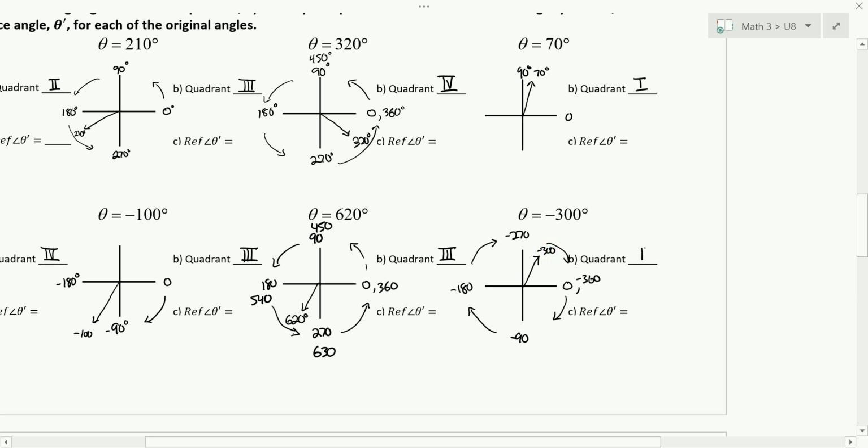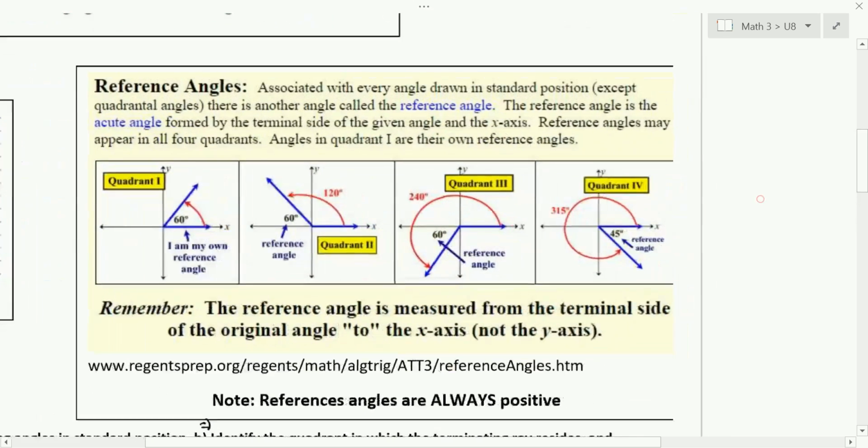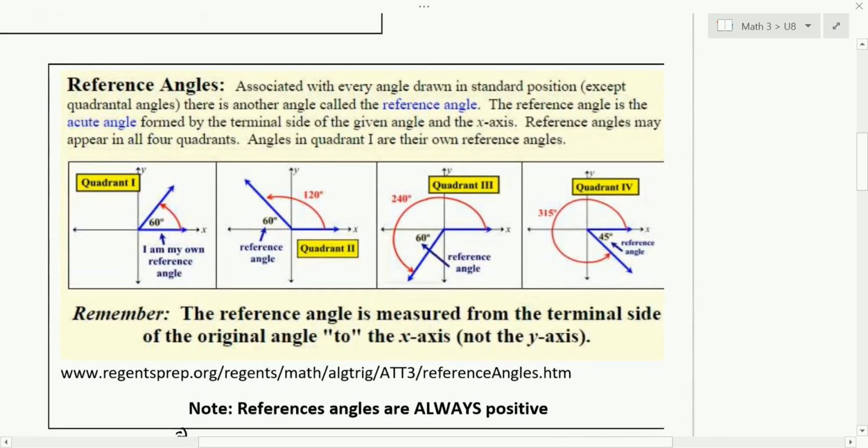Okay. All right. So this is putting an angle in standard position. We put an angle in standard position really to help us find the next thing, which is the reference angle. And so let's go back up here. We have a definition to work with.